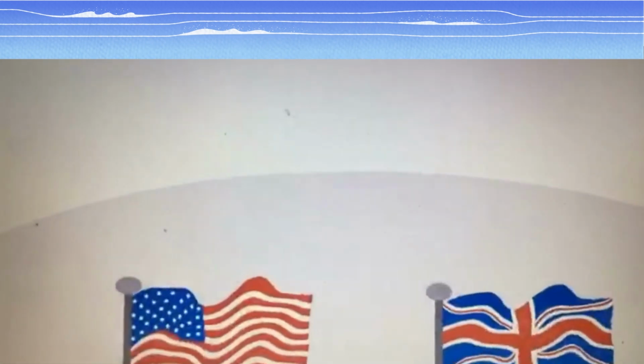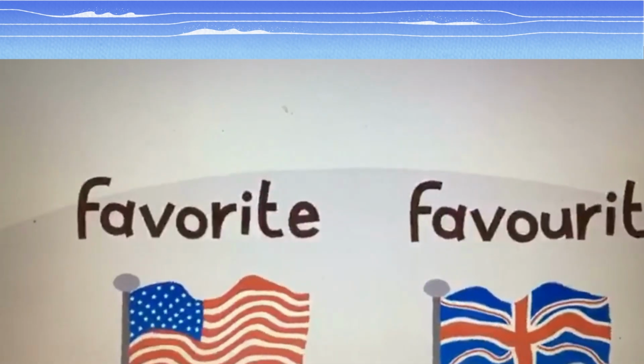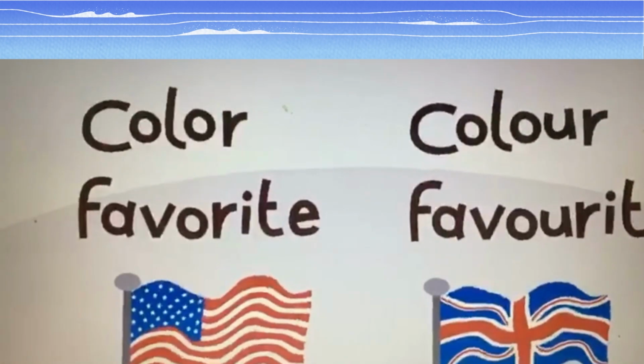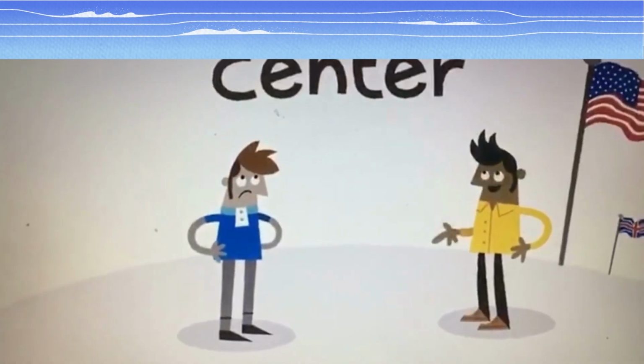It isn't just pronunciation that's different, it's also spelling. British English sometimes uses extra letters. Here are a few examples. British, favourite. US, favorite. British, colour. US, color. Sometimes the British use different letter order too. British, centre. US, center. But the major difference is vocabulary.